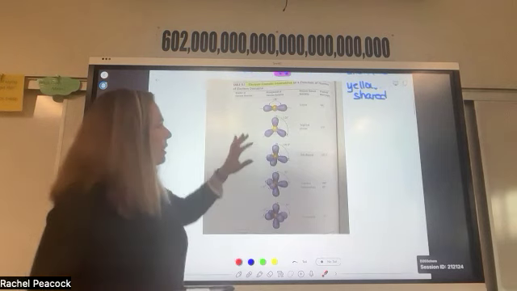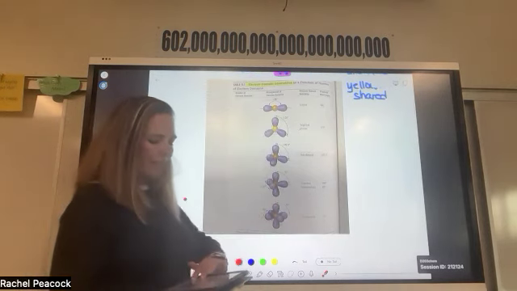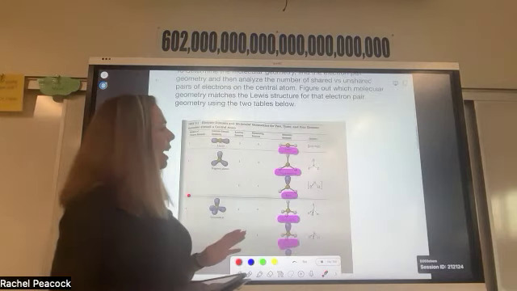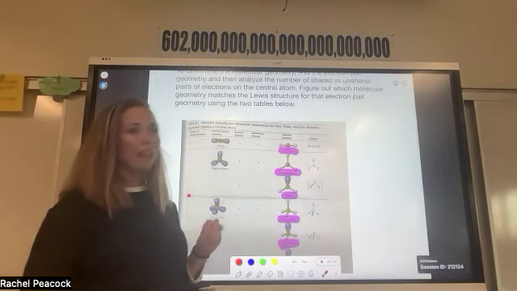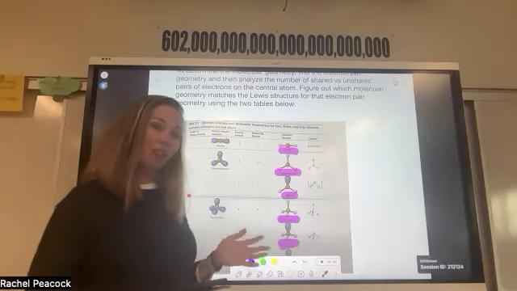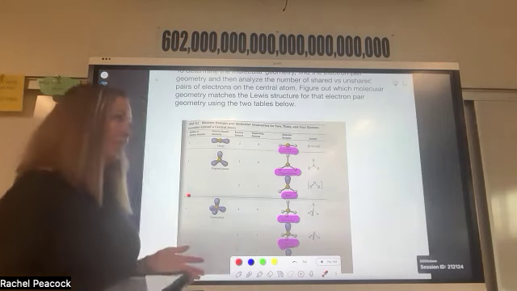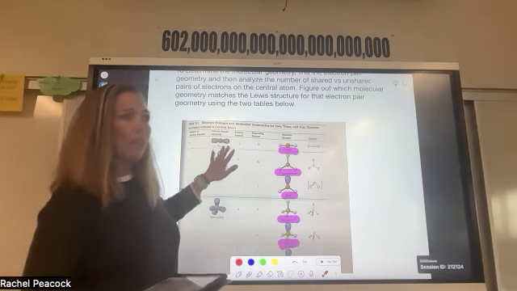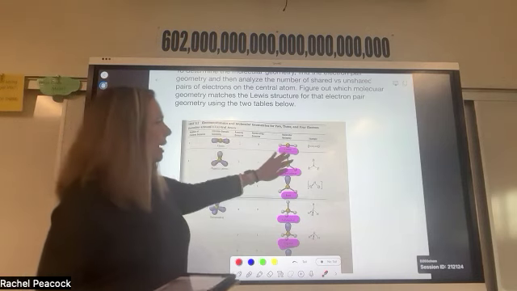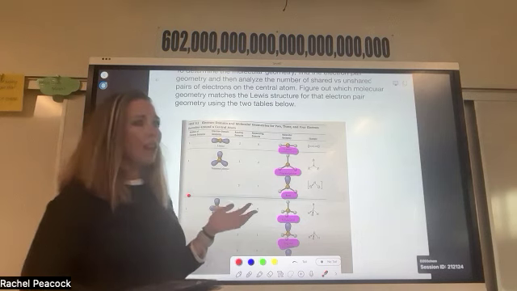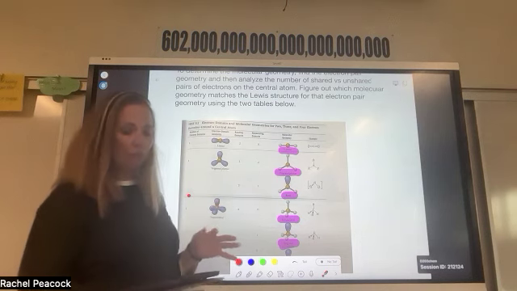The reason I'm showing you these is because then I think it's easier to understand that molecular geometry then starts to look at how many shared versus unshared pairs we are dealing with. So if you have an electron domain geometry of linear, your molecular geometry also has to be linear because you only have two sets of electrons coming off the central atom.